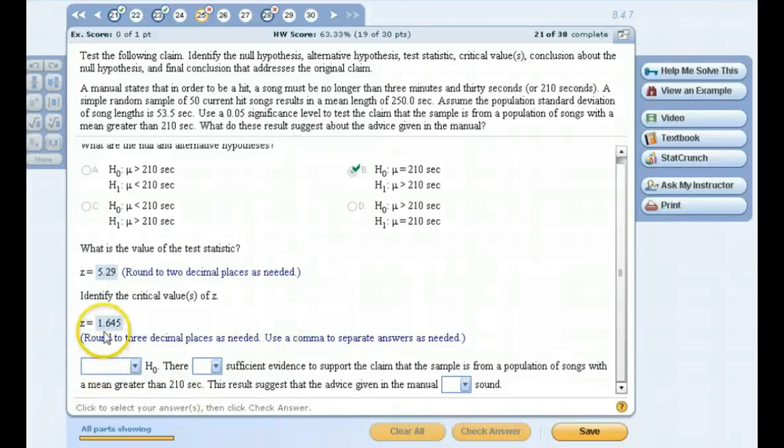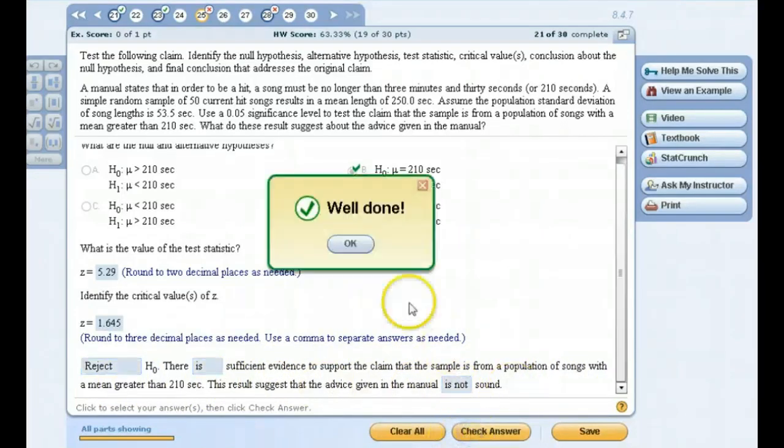Alright, critical number is 1.645. Our test statistic is way beyond that, so that's when we reject. If we're further out than the value that we consider rare, 1.645 is our cutoff for rare, then we reject. So there is sufficient evidence to support the claim, the alternate claim.